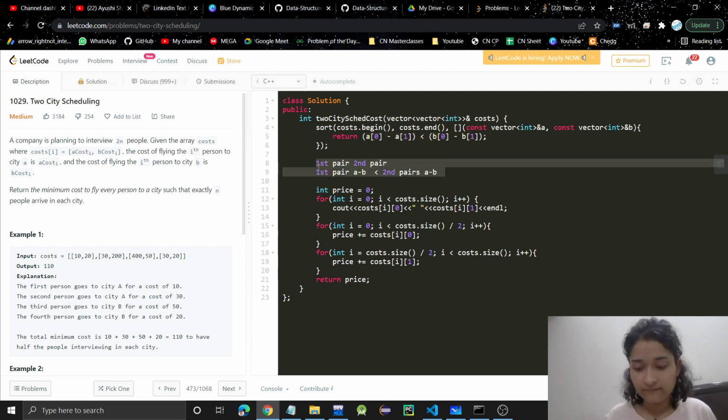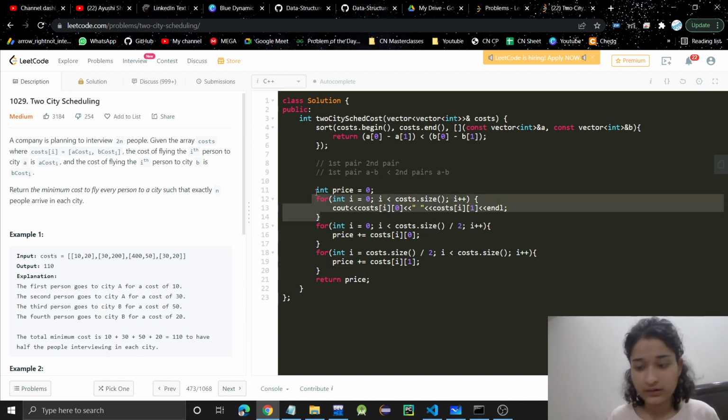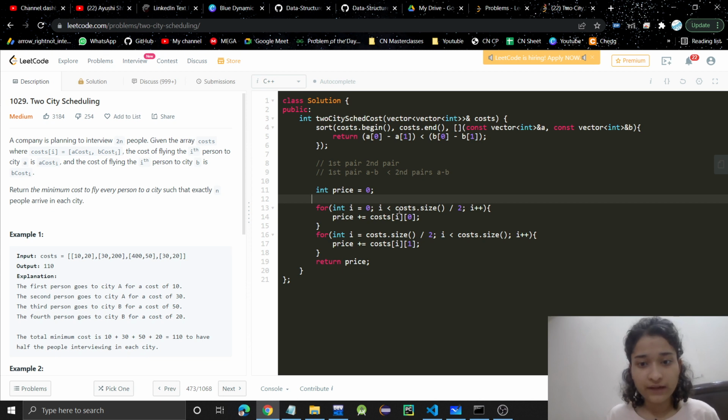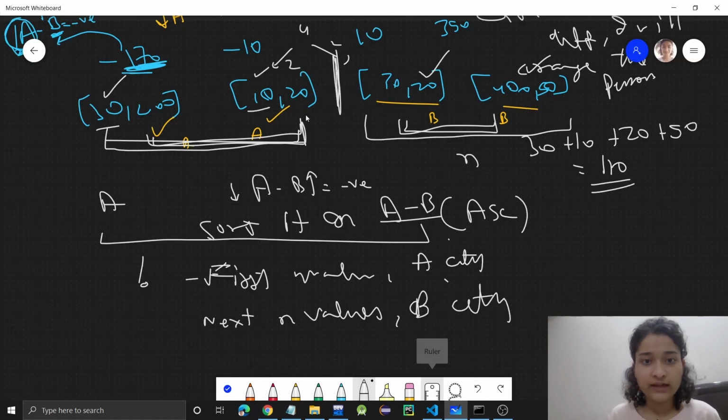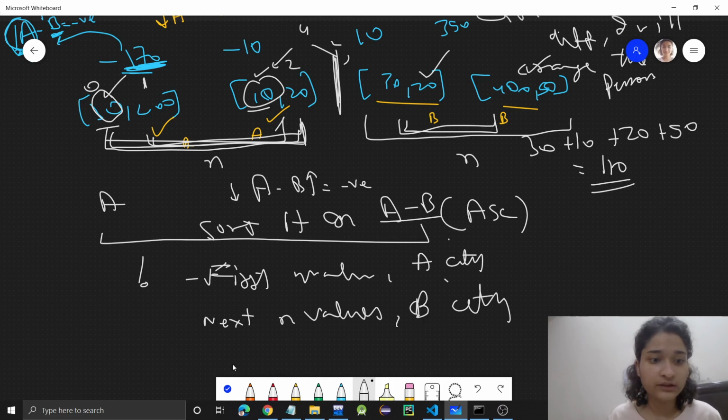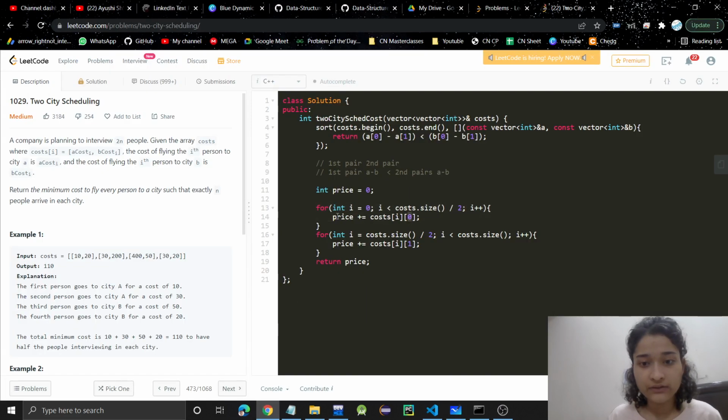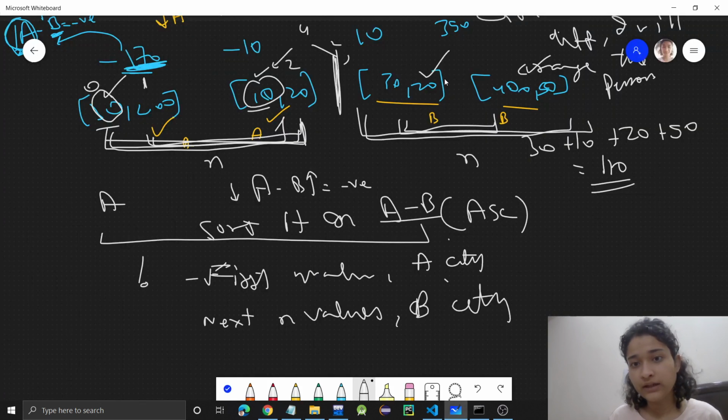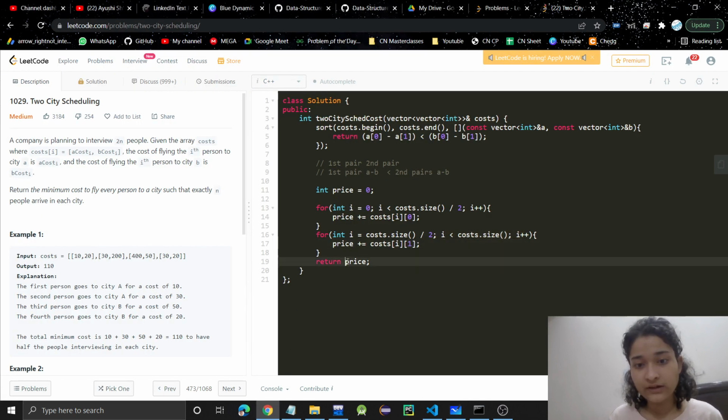Okay, so after that we are taking price, and for the first n, so this is not necessary, for the first n values we are doing divide by 2. Basically, there are 2n, right? So we are going till half. And for these first n persons, we are taking the A value, that is the 0th index one. This is index 1, this is 0th index. So we are taking the 0th index value, and for the next n persons, starting from here till here, we are taking the index 1 value, the B city. Okay, and then we are returning the price.